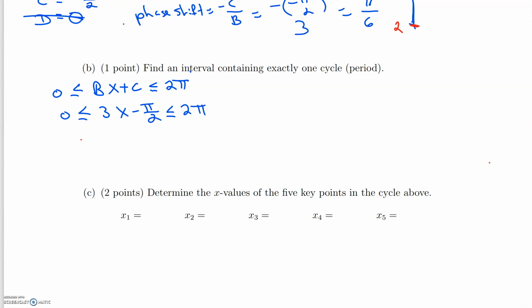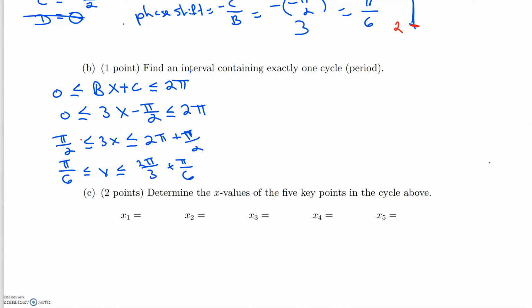Okay, so we need to add pi over 2 to both sides. Okay, and then we are going to divide by 3. So divide everything by 3. That would give us pi over 6 over here. And then over here we would have 2 pi over 3 plus pi over 6.